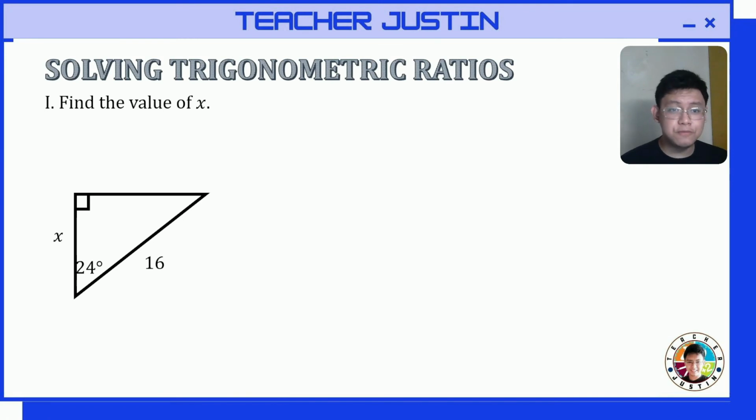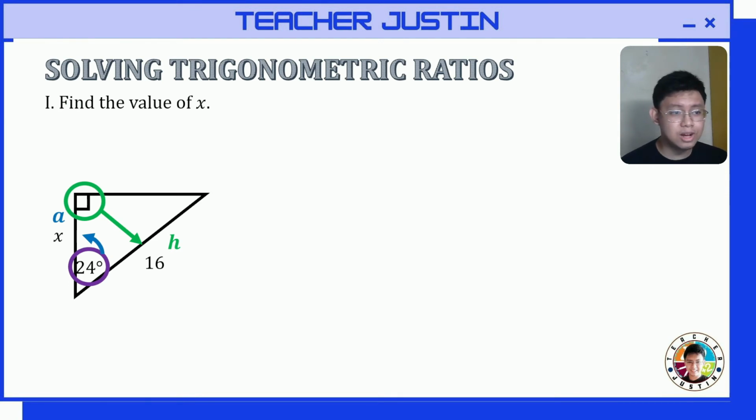Ta-da! Alright. Okay, let's find the value of x of this right triangle using trigonometric ratios. So the first thing that we need to do is identify our given angle. So we're given 24 degrees. Then let's identify the given sides. So we're given the hypotenuse and we're looking for the adjacent side.